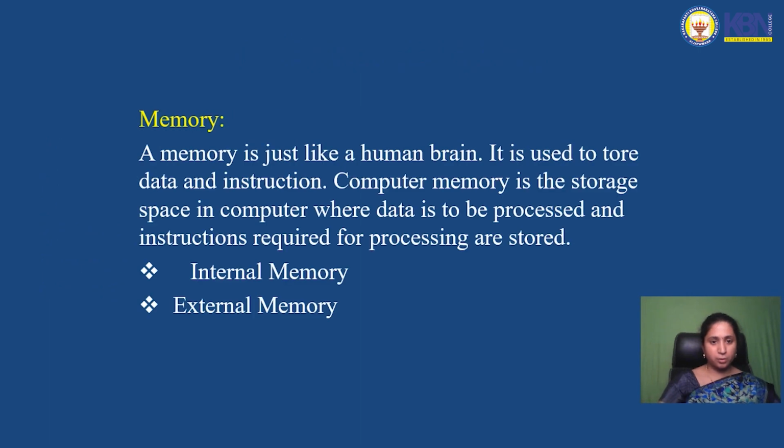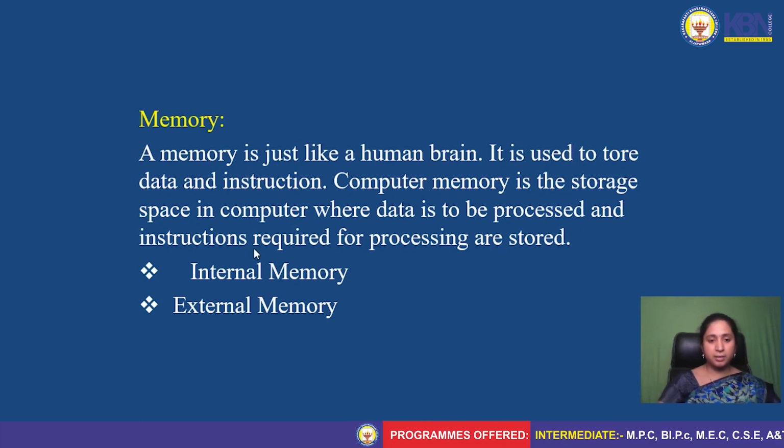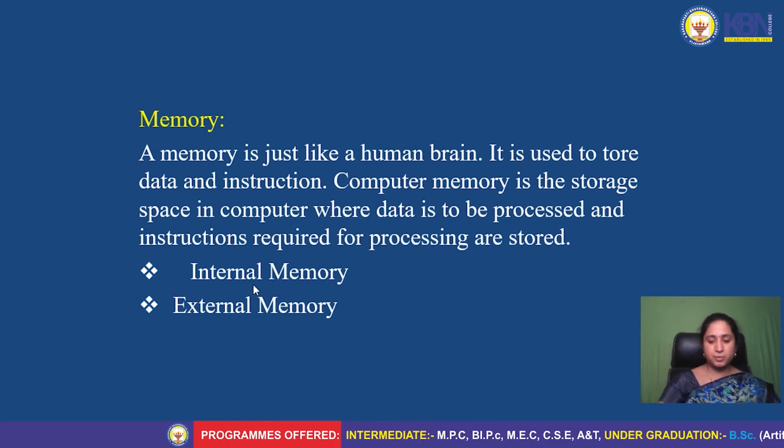Now, let's discuss what memory is. A memory is just like a human brain. It is used to store data and instructions. Computer memory is the storage space in the computer where data is to be processed and instructions required for processing are stored. So we can store the data and we can access the data. Here we have two types of memories: internal memory and external memory.